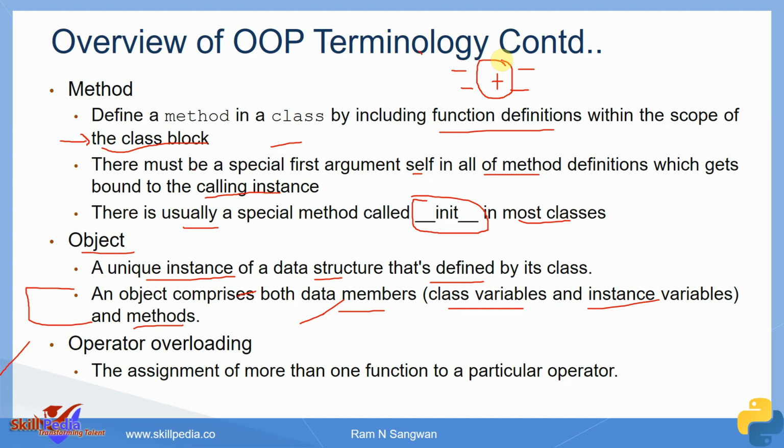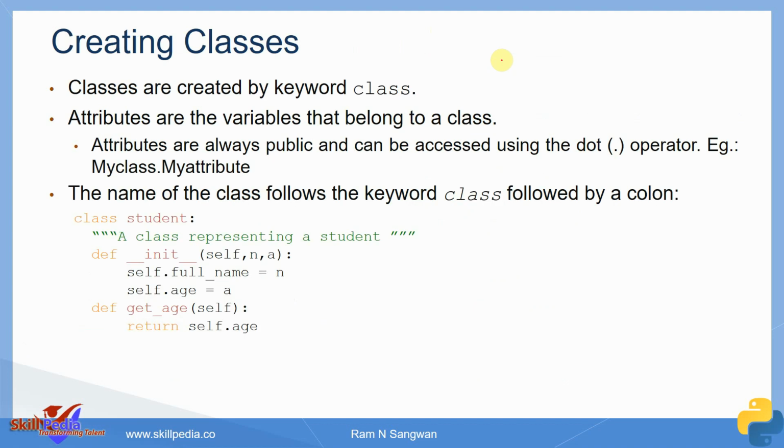In fact, we also have something called function overloading. A function which performs some extra work or other work apart from its commonly defined work is called function overloading. How do we create classes in Python? Classes are created in Python by using the keyword class.